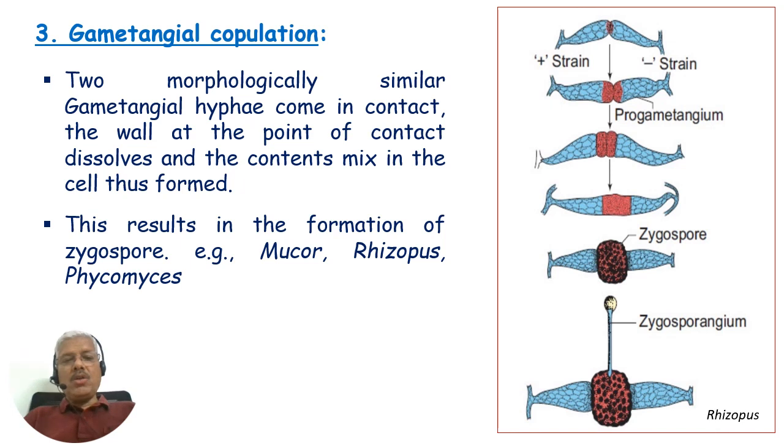During gametangial copulation, two morphologically similar gametangial hyphae come in contact. The wall at the point of contact dissolves and the contents mix in the cell thus formed. This results in the formation of a zygospore, and this we can see in Mucor, Rhizopus, Phycomycetes, etc.